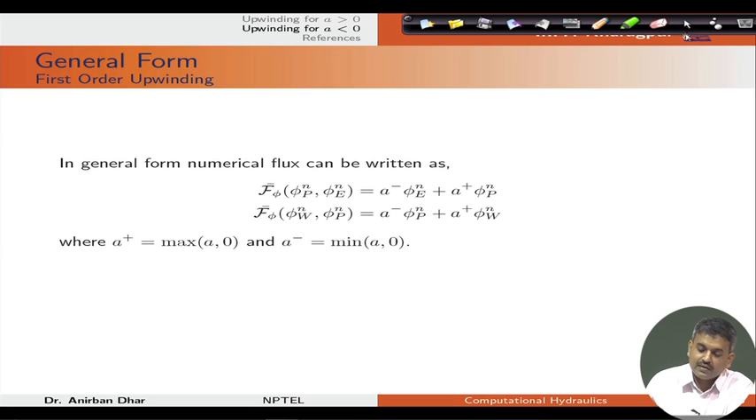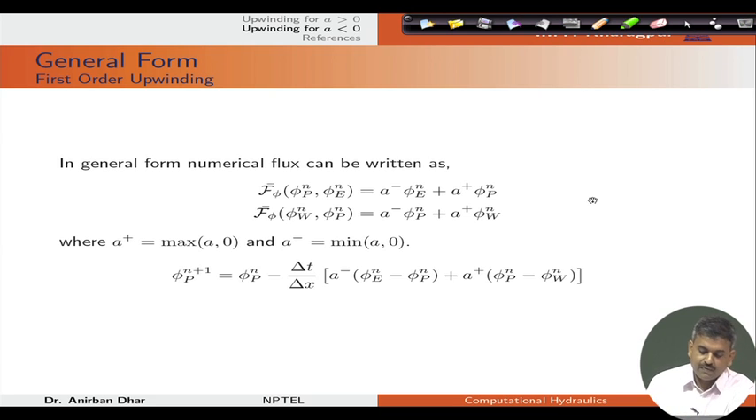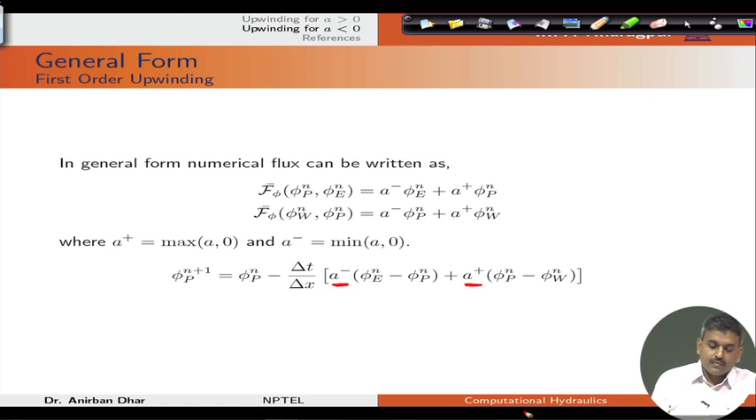Now, we can write our final form like this. We have just regrouped it with the coefficients a minus and a plus. Now, we can see that from our previous case, we had unstable schemes and stability with some modification in the equation itself.